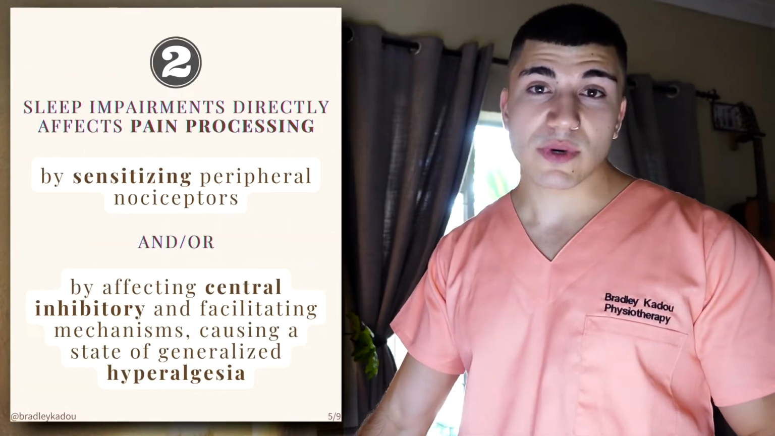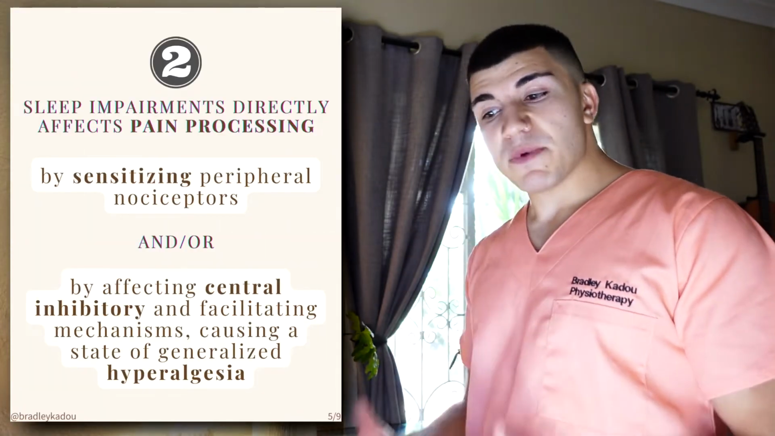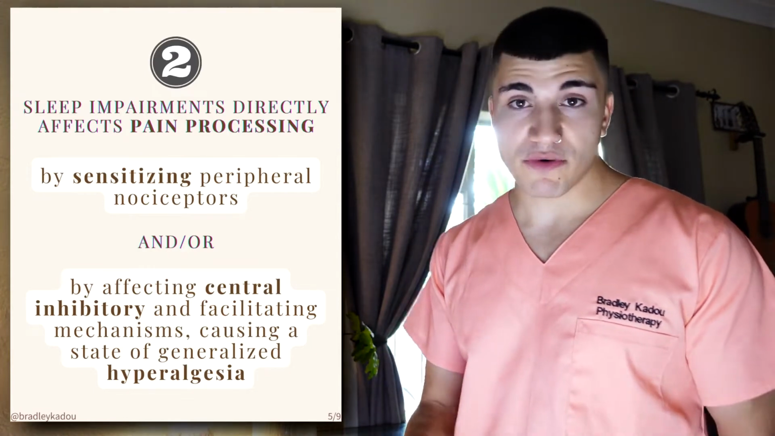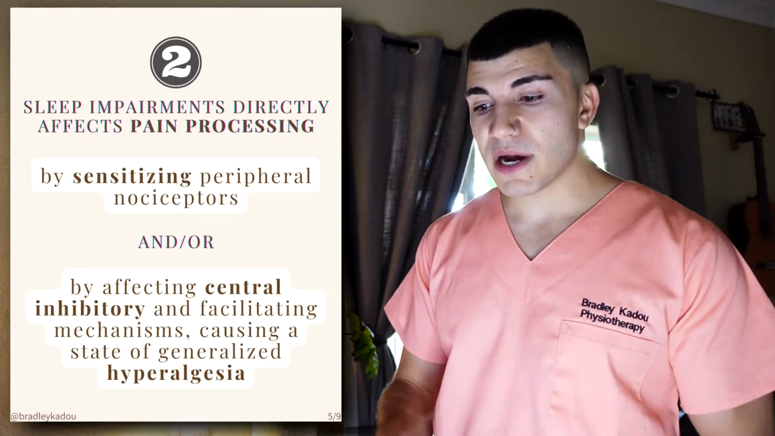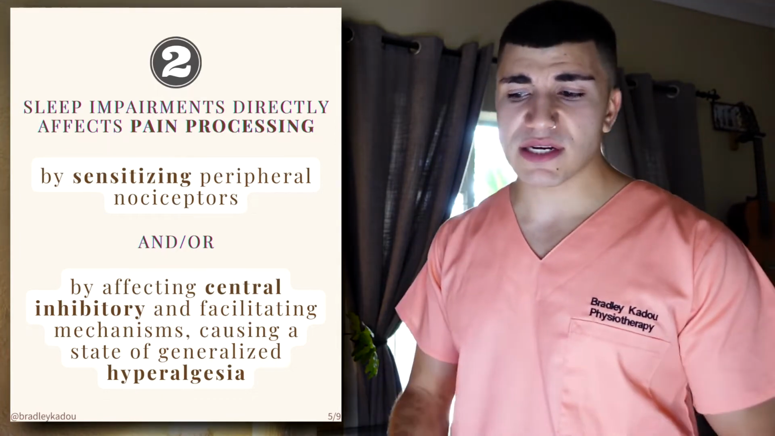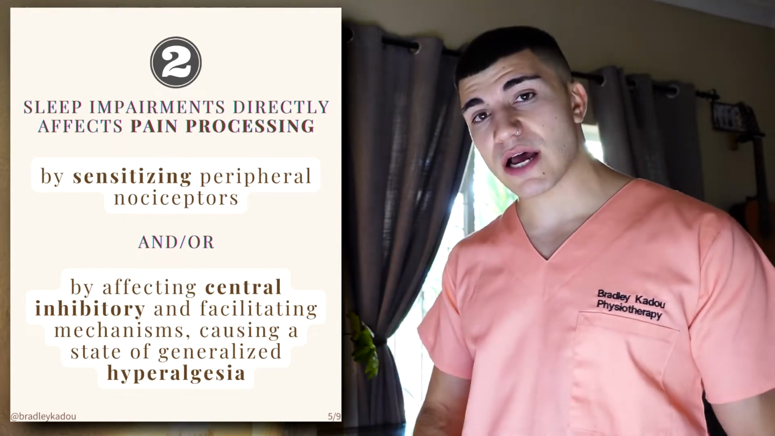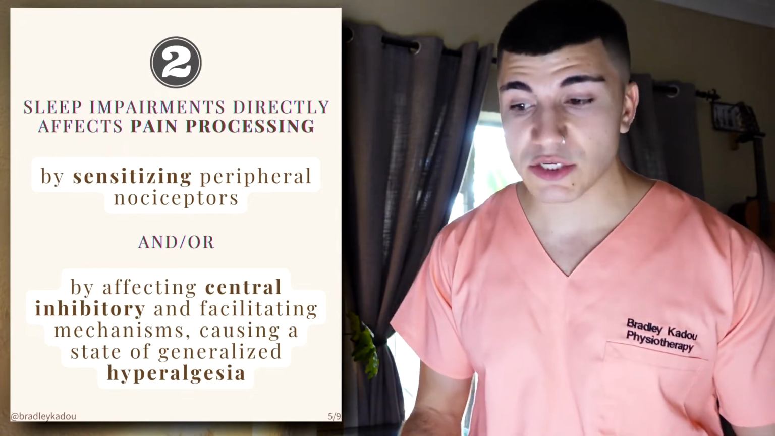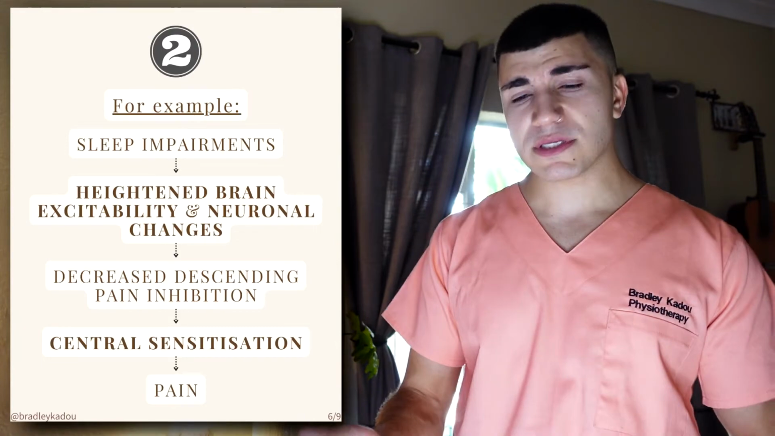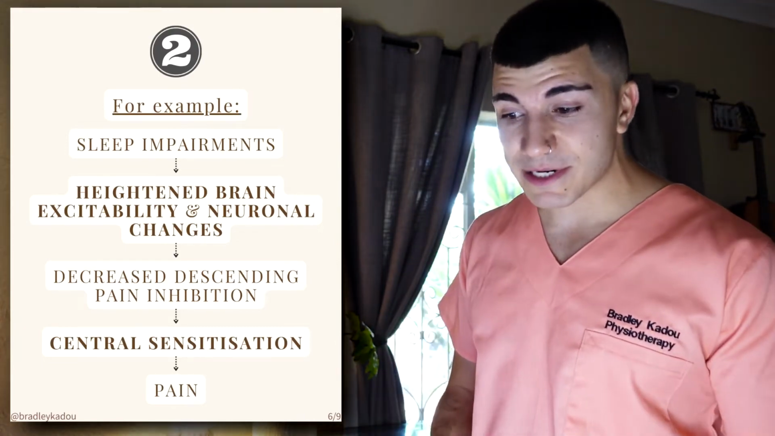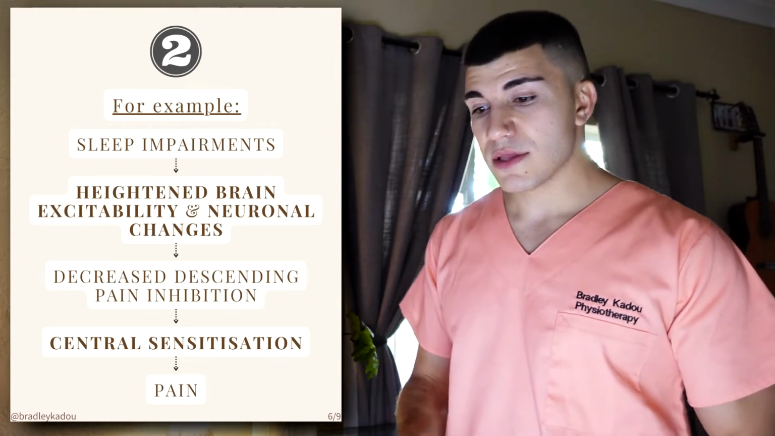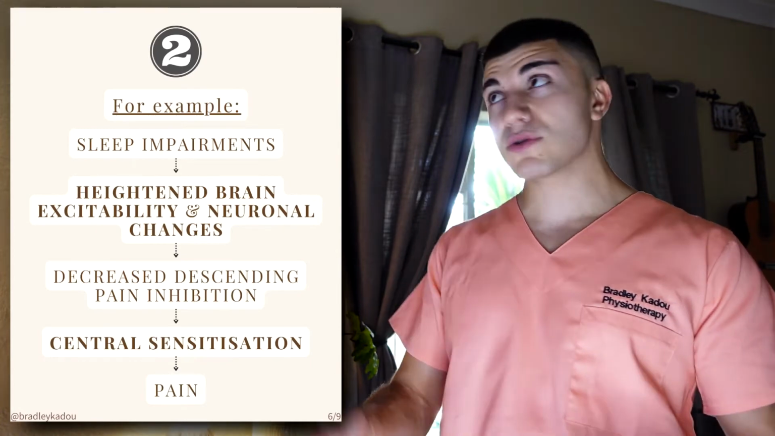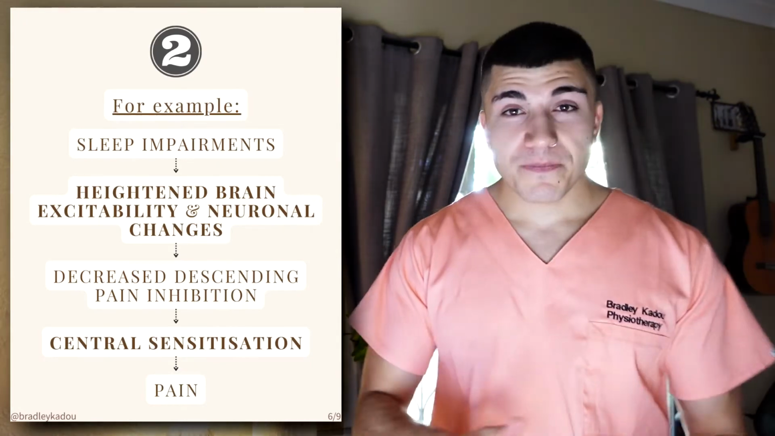Number two, and this one is a little bit more complex. Sleep impairments directly affect pain processing by sensitizing peripheral nociceptors or by affecting central inhibitory and facilitating mechanisms, causing a state of generalized hyperalgesia. Hyperalgesia is basically an increased sensitivity to pain. For example, sleep impairments can cause a heightened brain excitability and neuronal changes. This will lead to a decreased descending pain inhibition, which can cause central sensitization and pain. So let me break this down.